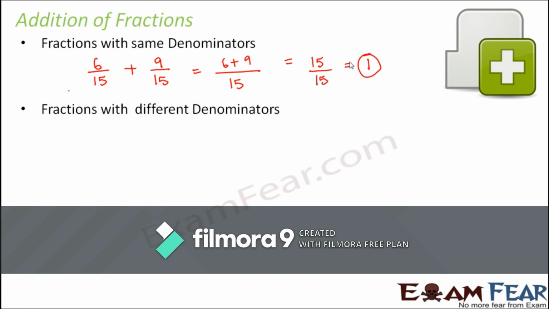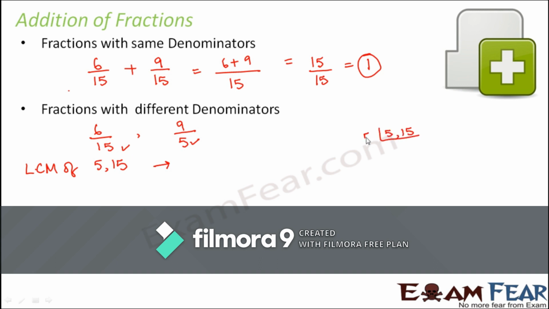What about fractions with different denominators? That is, the unlike fractions. For example, you have one fraction 6 by 15 and the other fraction is 9 by 5. So they have different denominators. Here also we will follow the same approach. We are going to convert them into like fractions. How do we convert them into like fractions? Again, we will take the LCM of 5 and 15, that is, the LCM of the two denominators. And what would be the LCM of 5 and 15?